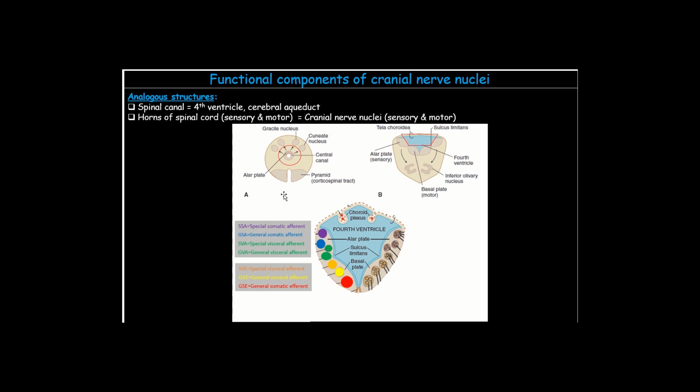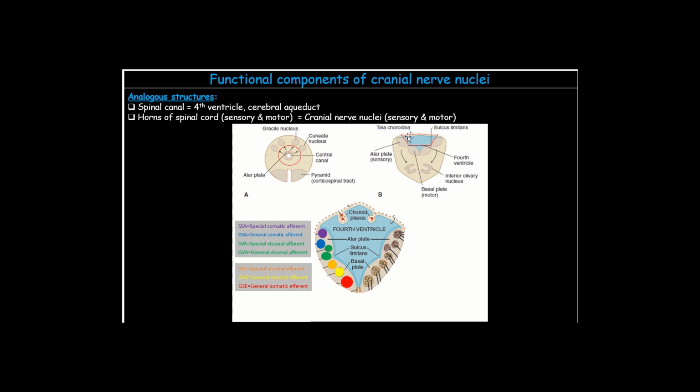Now we need to understand what happens to the surrounding gray matter as a result of this expansion of the fourth ventricle. We know from our knowledge of the spinal cord anatomy that inside the spinal cord, the spinal canal is surrounded by a butterfly-shaped gray matter. And inside that butterfly-shaped gray matter, we've got two ventral horns, which are motor in nature, and two posterior or dorsal horns, which are sensory in nature. The ventral horns are derived from the basal plate and the dorsal horns are derived from the alar plate.